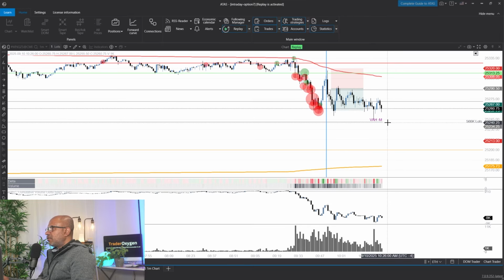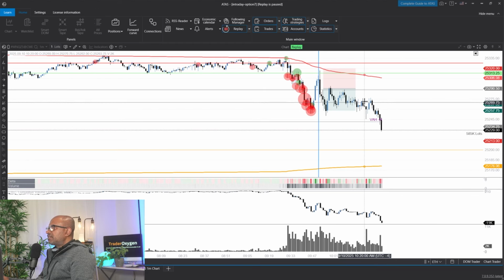So we keep an eye on that as well. So now you can see price strongly break down this area and price strongly push down, and you can see the cumulative volume delta CVD value is also making lower lows.